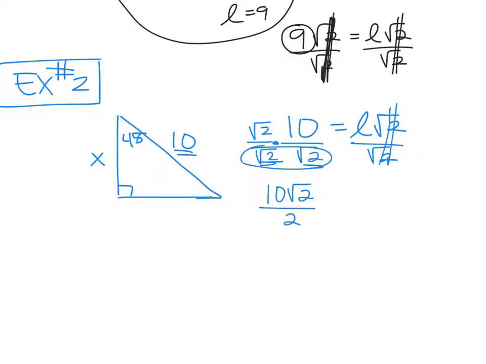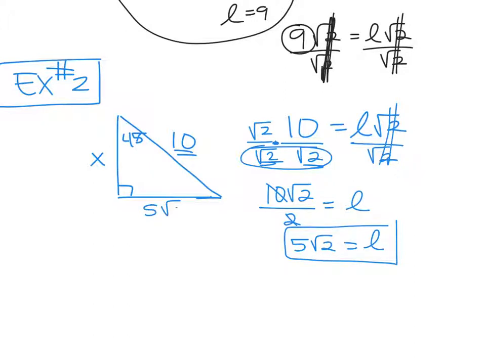So that would go here. Now we have L equals 10 rad 2 over 2, which you can still simplify to what? 5 rad 2, right? We just simplify that 10 and 2 to 5. So your L, your side length here, is 5 rad 2 and 5 rad 2. So x is 5 rad 2.